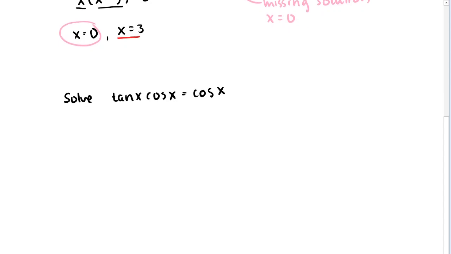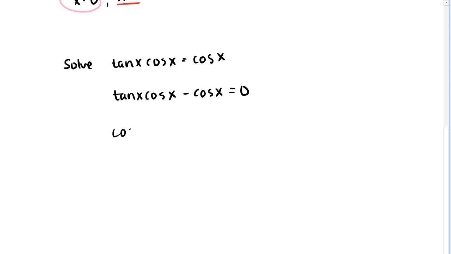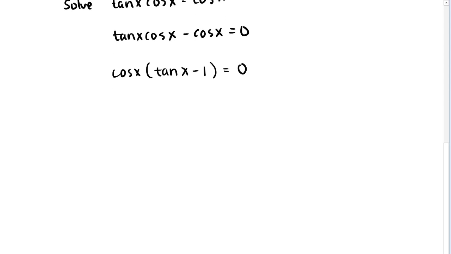Right, so here, what we want to do is subtract away cosine of x from both sides. We get tangent of x times cosine of x minus cosine of x is equal to 0. And then we can factor that cosine of x out, and we get tangent of x minus 1 times cosine of x equal to 0. And here we get solutions when cosine of x is equal to 0, and when tangent of x minus 1 is equal to 0.